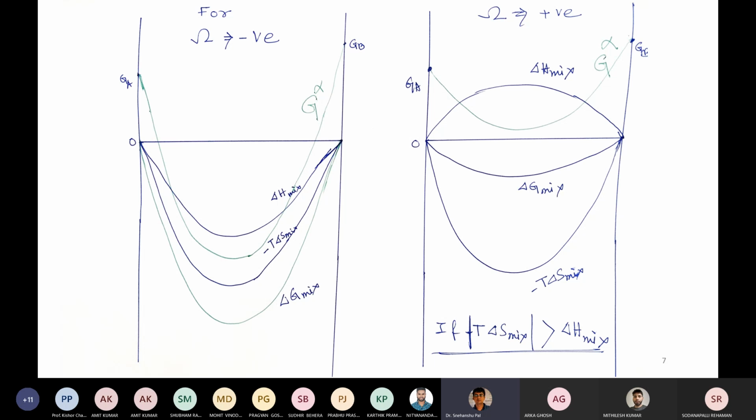Now, if you want to see the delta H mixing, suppose delta H mixing is omega times XA times XB. That means we are talking about two interaction parameters, one at the A side and one at the B side. And based on that, we can derive the regular solution.